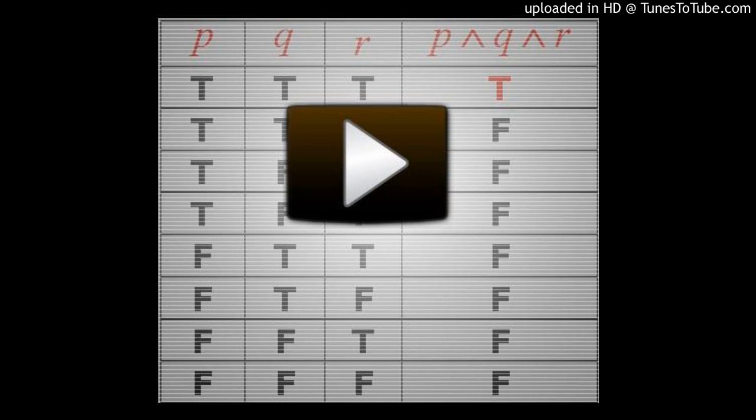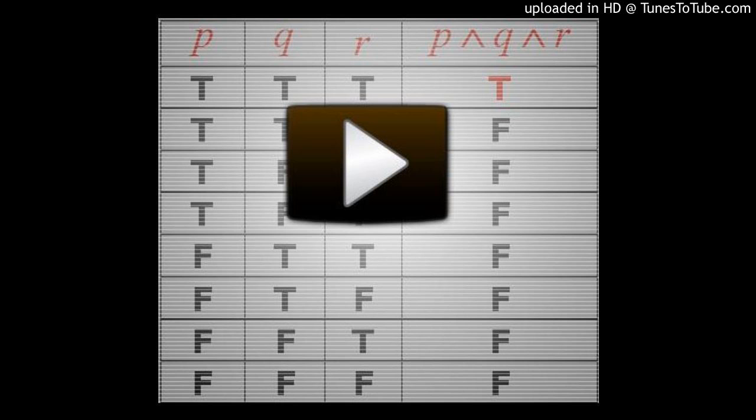Here with three statements we see that even more emphatically. With P, Q, and R there are 8 combinations, and there's only one of those that gets the true, namely when everything is true. P, Q, and R all have to be true. So again, this shows the nature of and as being stingy about being true.